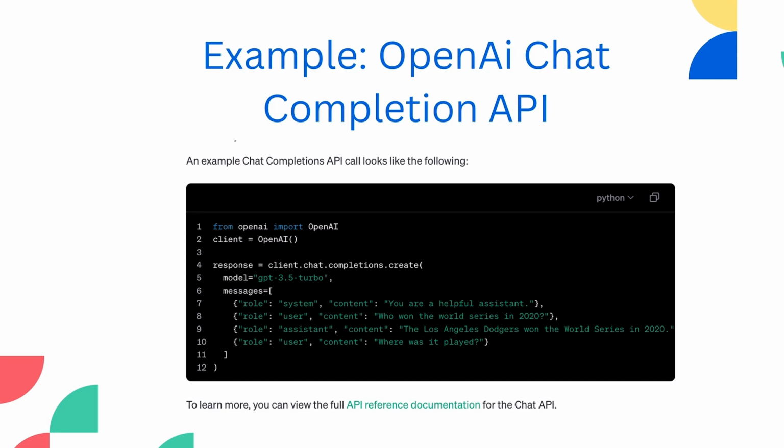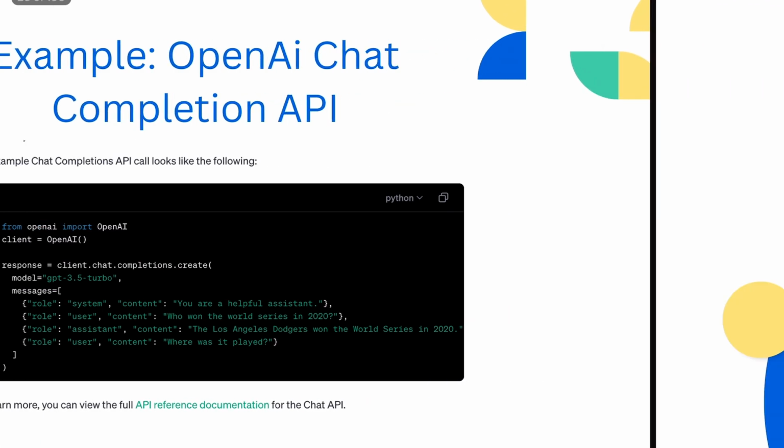The assistant says the Los Angeles Dodgers won the World Series in 2020. Similarly, where was it played? This is a question from the user, and it's going to give the next answer, and so on. You can deep dive into this, and if you want to look around more, you can go to the API reference documentation for the Chat API and get a better understanding of OpenAI chat completion. And there are many more APIs built by OpenAI and available for use.